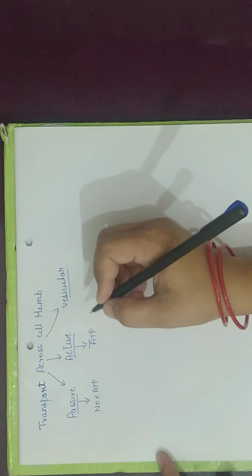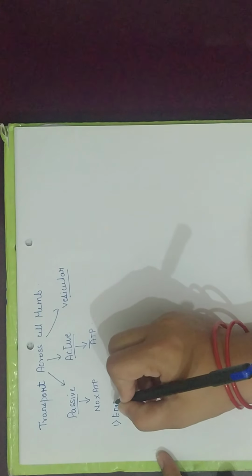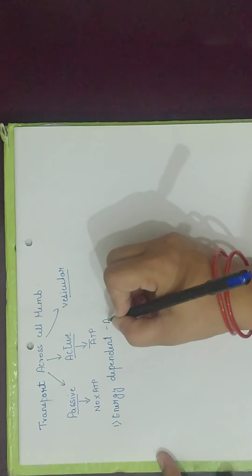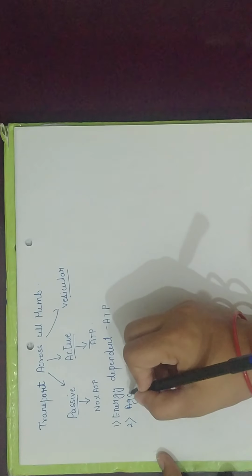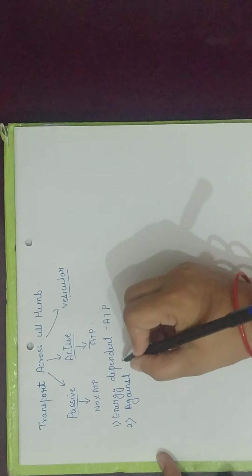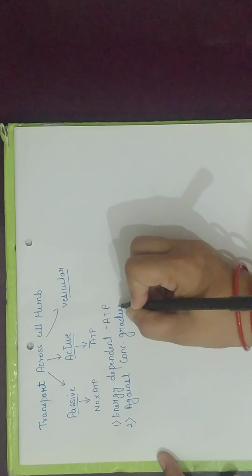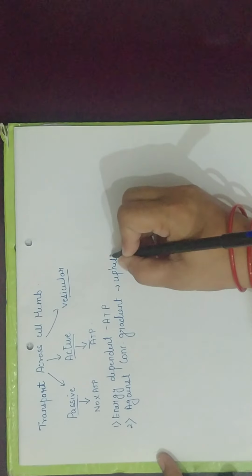Active transport is an energy dependent process, and energy is required in the form of ATP. Active transport is against the concentration gradient. It is against the concentration gradient, or we can say that it is an uphill process.